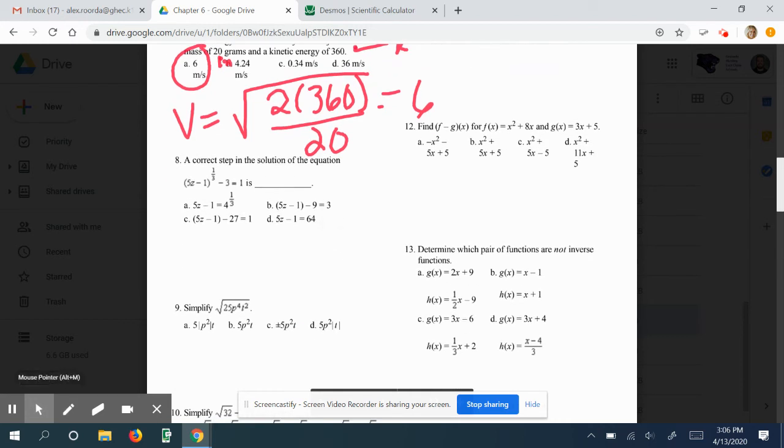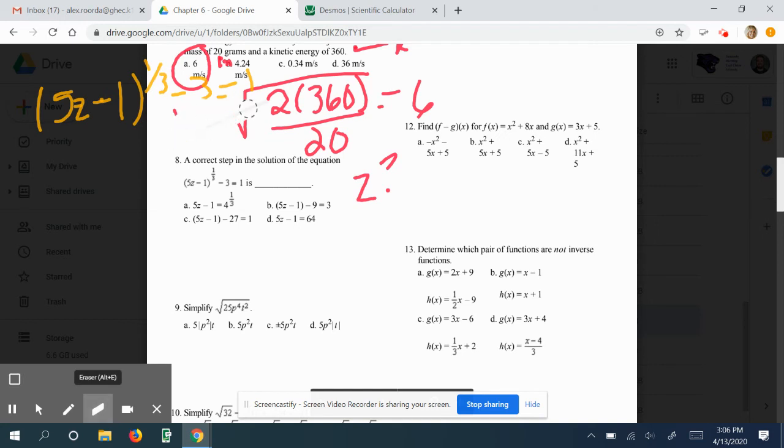Now, number 8, it says a correct step of the solution of this equation is what? So they're not asking us to solve for z. We don't really care what z is. In fact, we're just asked to solve it out and to see which one of A, B, C, or D is a correct step in our solution. So I'm going to just start solving it and see which one shows up. So I'll start by writing (5z minus 1) to the 1/3 power, minus 3 equals 1.